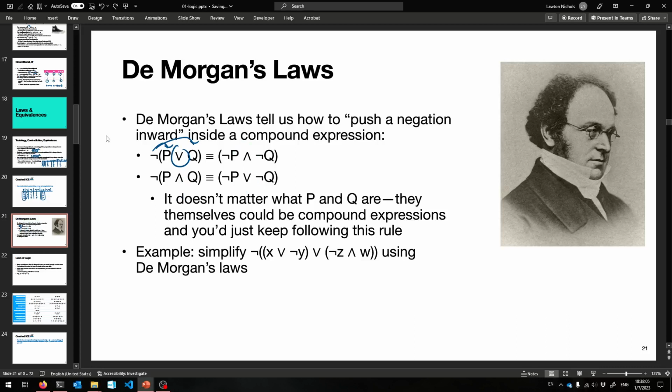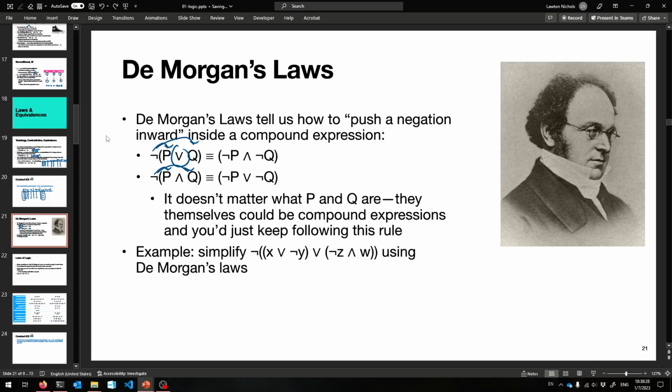If I negate P and Q, I push that negation into both of these, so I get not P and not Q, but the operator flips. The AND becomes an OR. So, not P or Q becomes not P and not Q, and then the negation of P and Q becomes not P or not Q, okay?